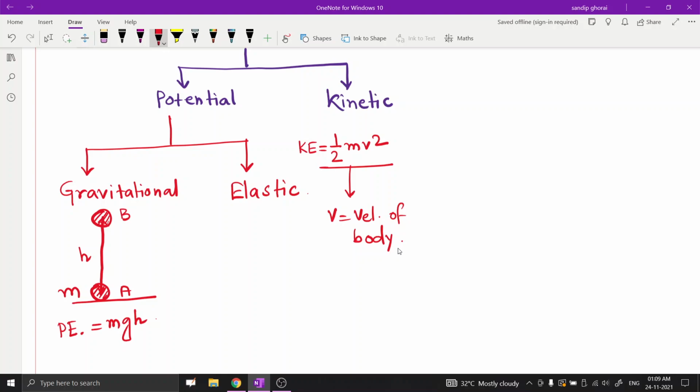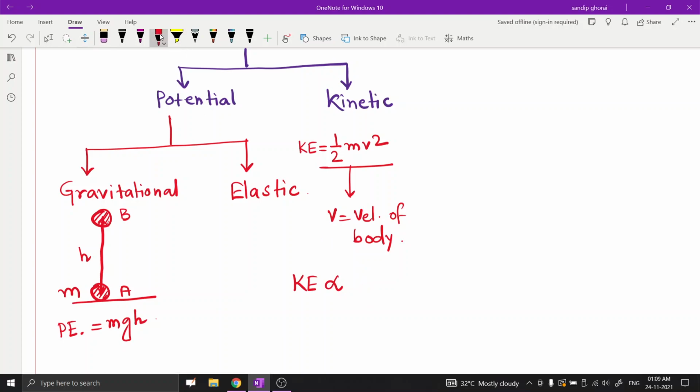Okay, g is always constant for a certain place, and m and h are varied. So if m is bigger, or we can say gravitational potential energy is directly proportional to m and height. Also, the height is calculated from the ground. And also we can say kinetic energy is directly proportional to velocity squared. KE is proportional to v square.